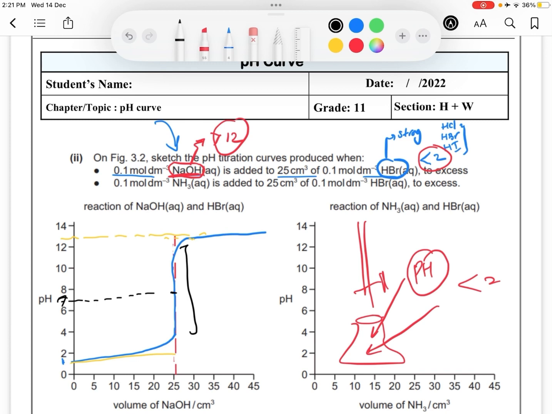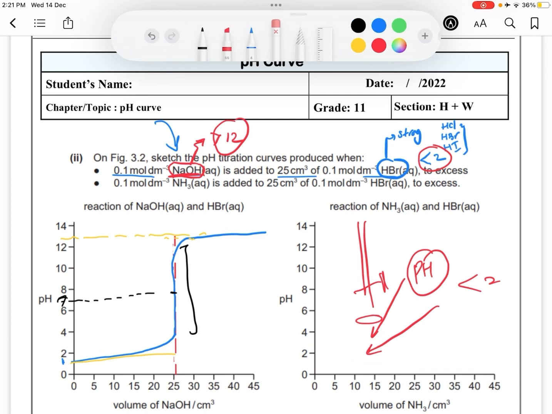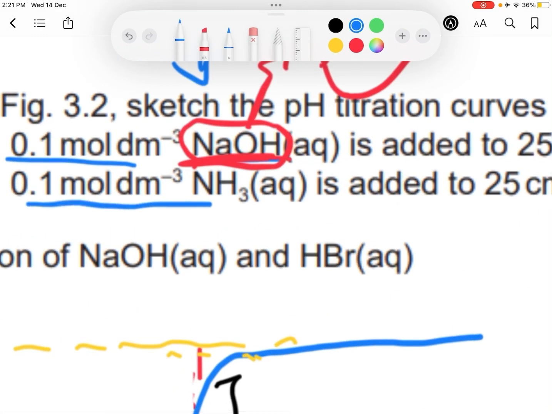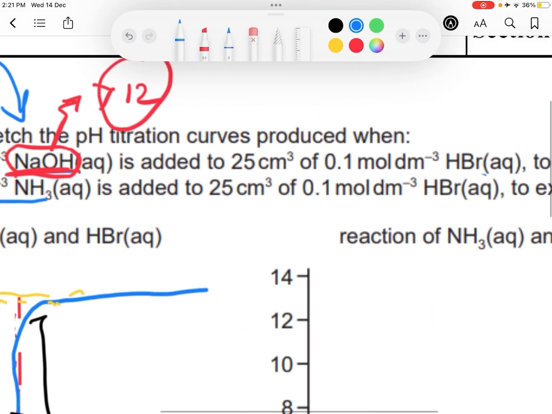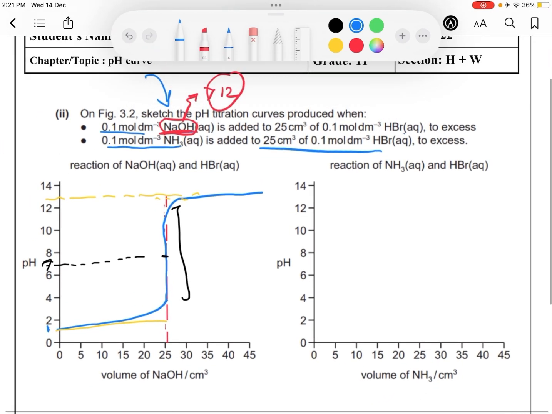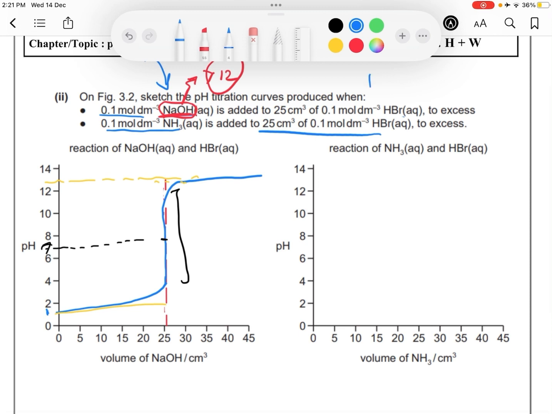So let's go to the second graph, and we're going to do the same thing, but with a little bit of difference. We have a reaction between ammonia and the same concentration of HBr as the one above. The only difference in this case is NH3, which is a weak base. A weak base has a pH that is below 12. I think we mostly use, let's say, 8 or 9. It's considered a weak base.